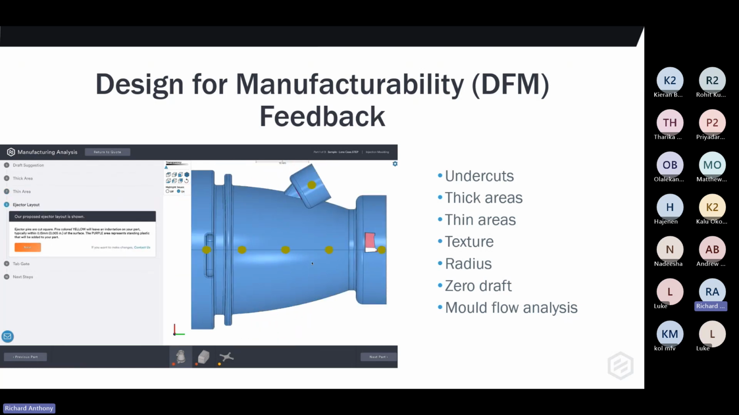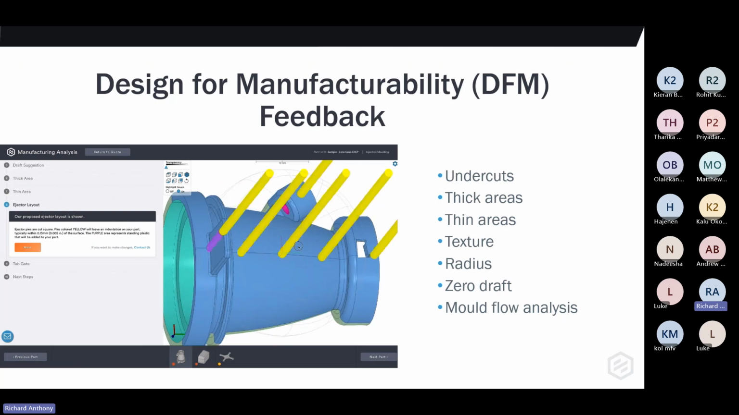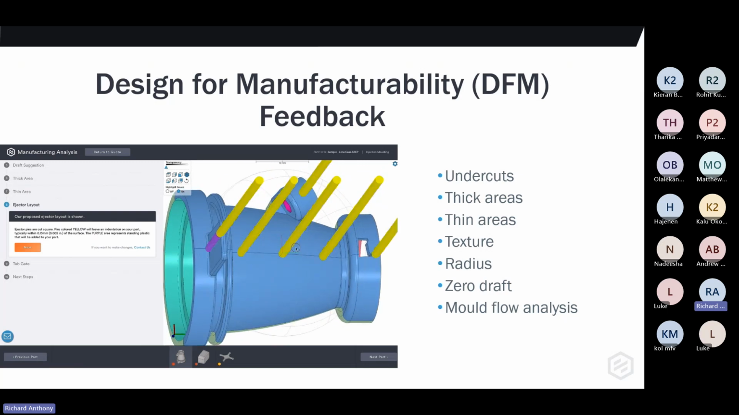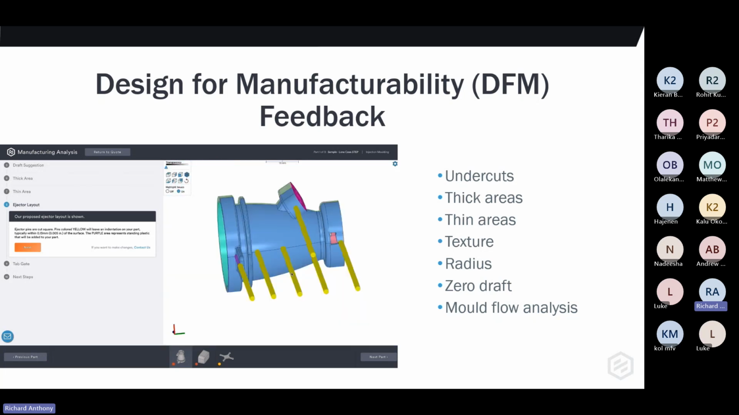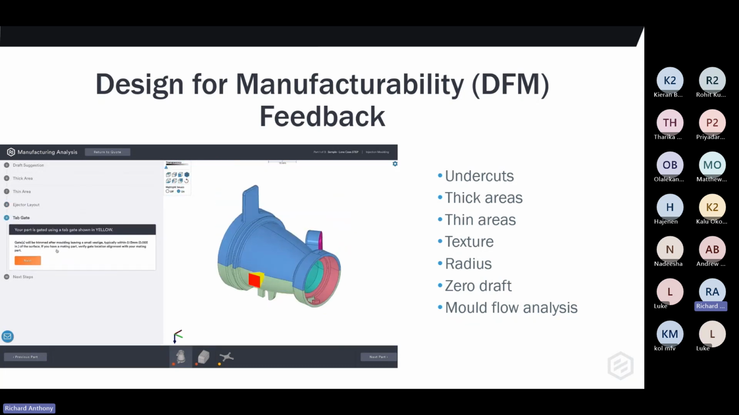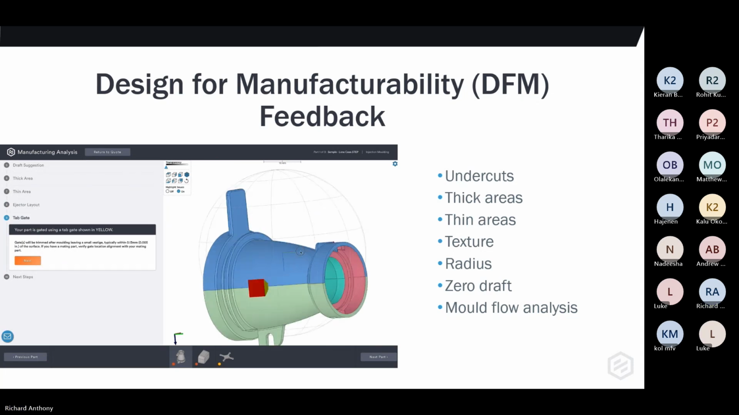And this, like I say, is something we do for every single CAD file that a customer uploads into our system. For this example here, we're looking at injection molding, but we also provide feedback for our CNC machining process and our 3D printing process.